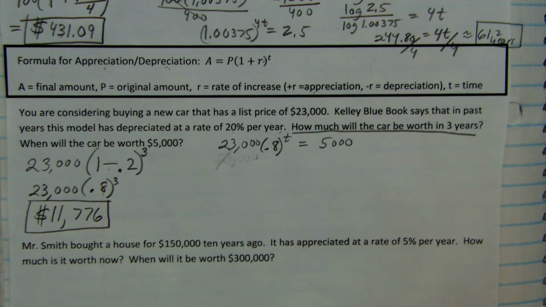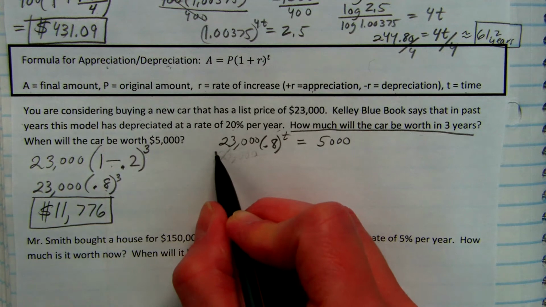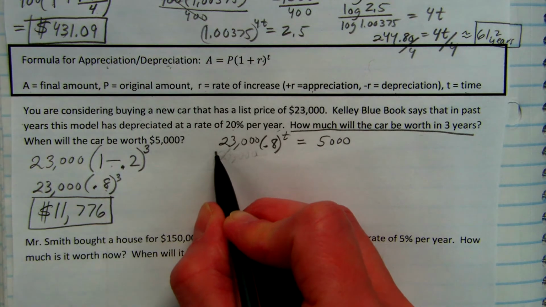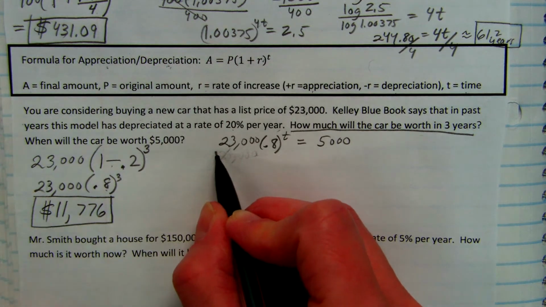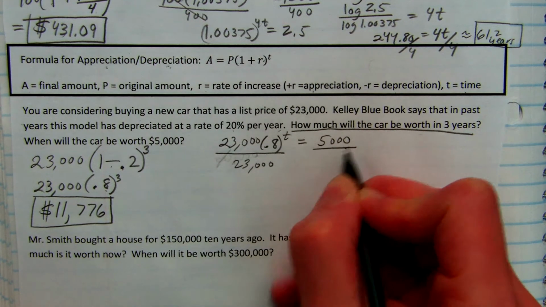So how do we solve something that looks like that? What do we do first? Minus 23,000. Maybe not minus, but divide. Oh. Since it's times, we want to divide, which is repeated subtraction.